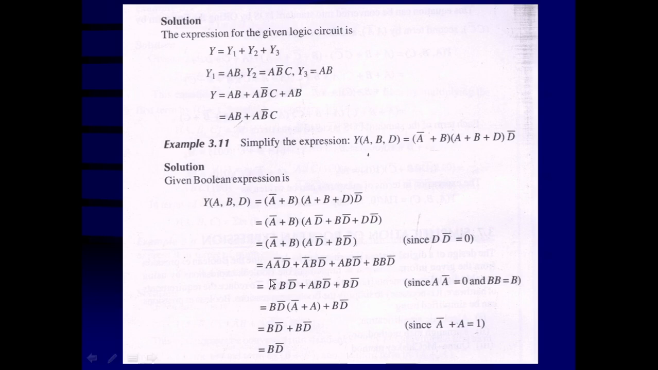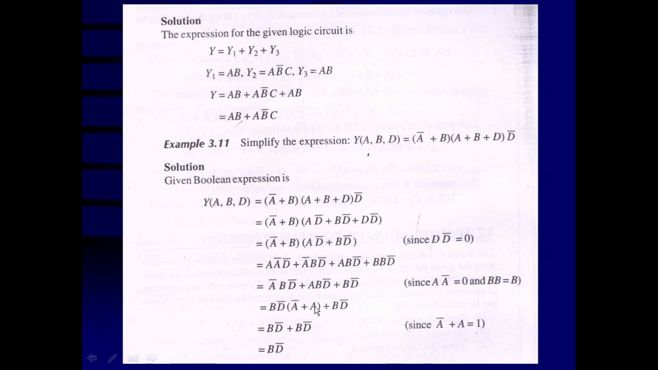That means A bar A is going to be 0. That you also know. So the first term is dropped out. The second term is A bar B D bar or A B D bar or B D bar. From these first two terms, B D bar is common. What remains is A bar or A.